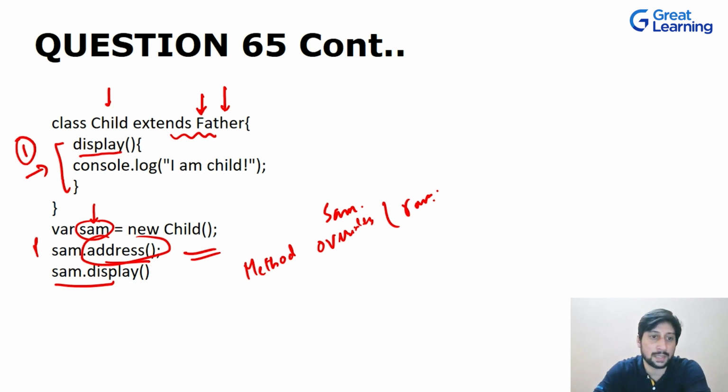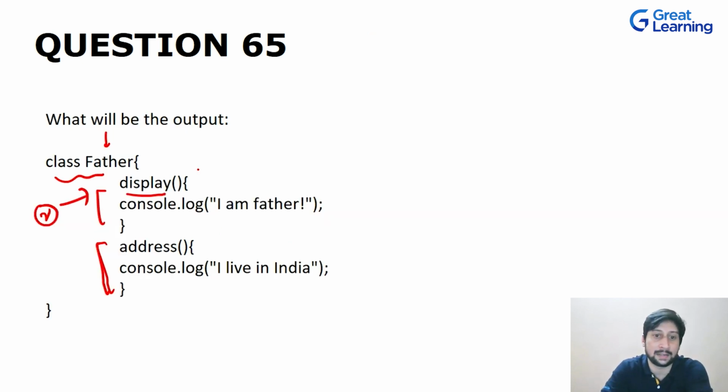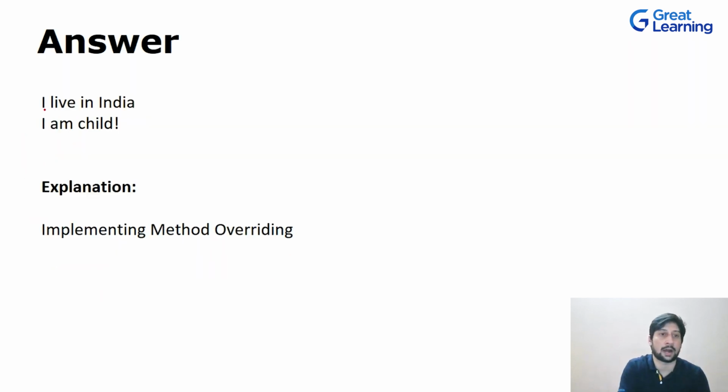Right? So when this overriding happens, it will just print "I am child", and for the address it will say "I live in India". So this is your output. I live in India because we are first calling the address method, which is present in the parent class, then "I am child", which is present in the child class. So this is how you implement method overriding.